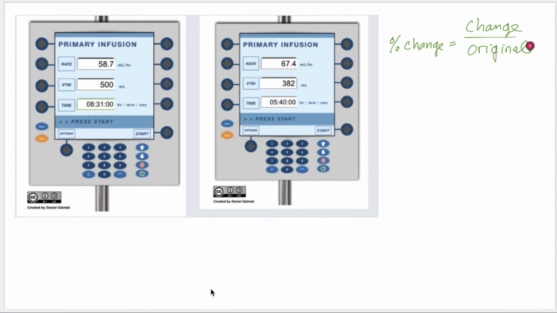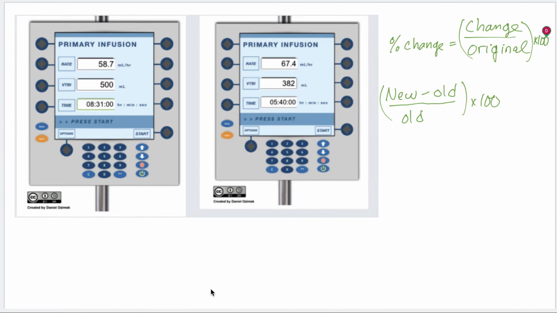Another way of thinking about this is by taking the new value, subtracting the old value, and that gives us the change. If we start with the new value and subtract the old one, that's going to give us what's called the absolute change. And if we divide that by the old value or the original value, that's going to give us a decimal, which we can then multiply by 100. That's the important piece here. If we want to turn the decimal into a percent, we need to remember to multiply by 100.